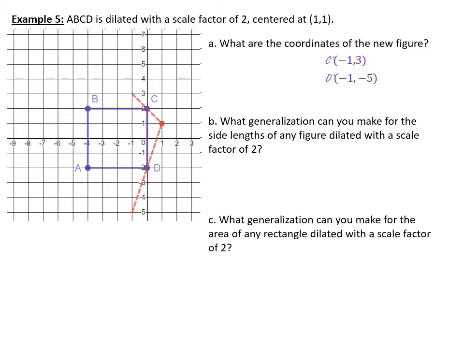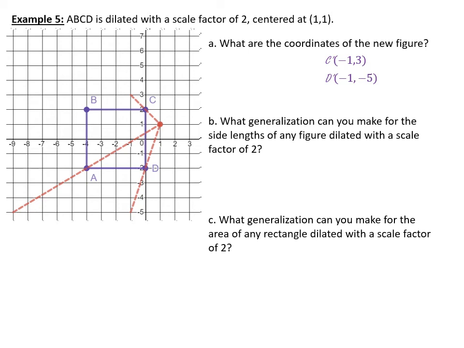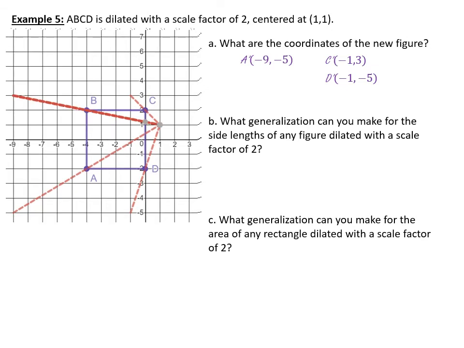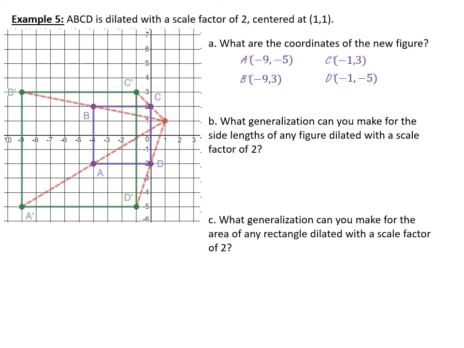And then for A, we go down 3 and left 5, so down 3 and left 5 again, we end up at -9, -5. And then for B, we go up 1 and left 5, so up 1 and left 5 again is at -9, 3. Okay. And so we can draw the new rectangle, or in this case square.